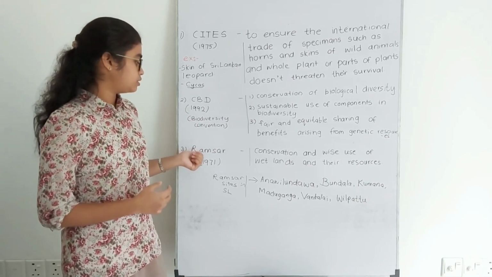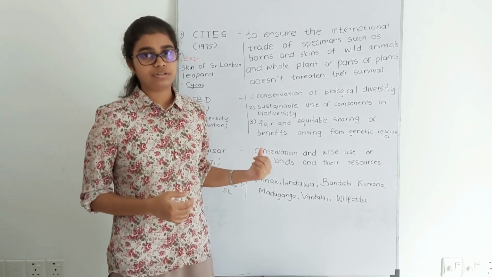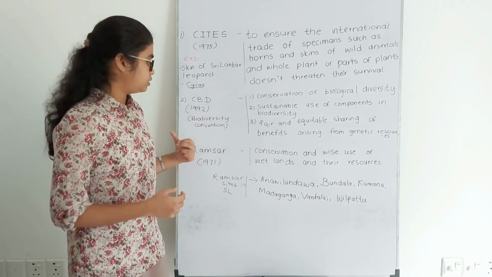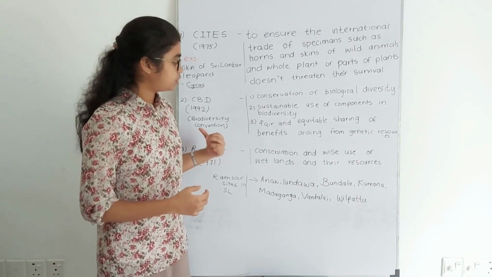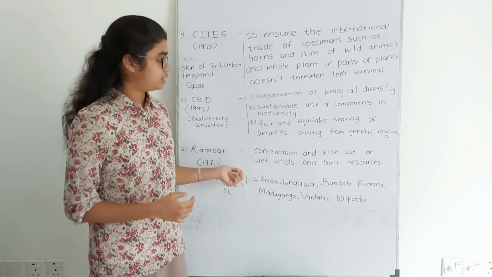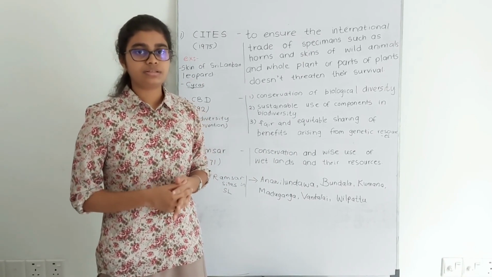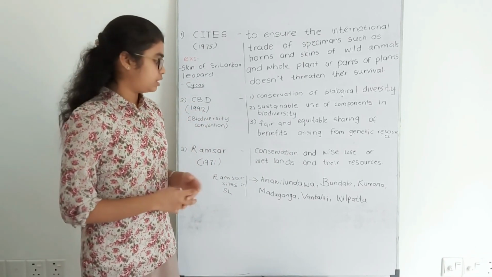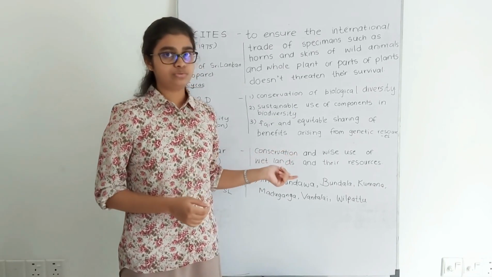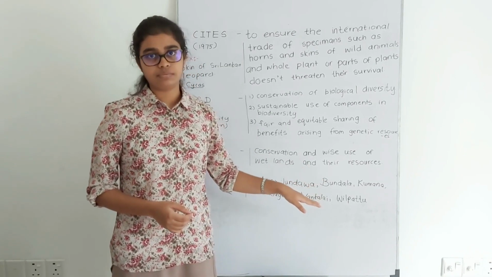In Ramsar Convention, also known as the Wetland Convention, the main target here is the conservation of and the wise use of wetlands and their resources. There are 6 Ramsar sites in Sri Lanka. They are Anavilundava, Undala, Kumana, Maduganga, Vankale and Vilpattu.